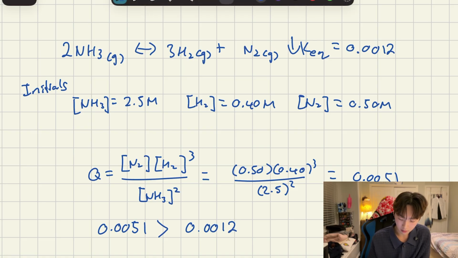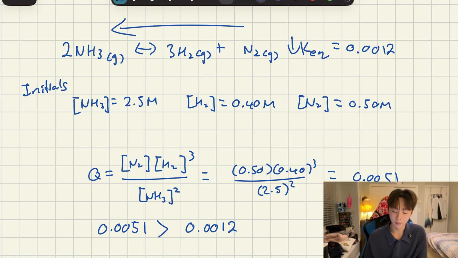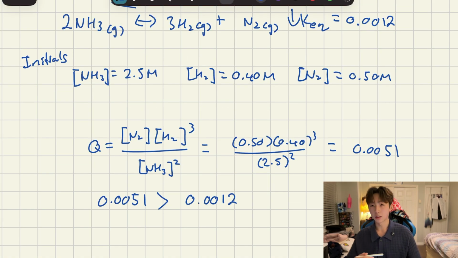So how do we do that? We do that by shifting to the left side. Then you'll have less products and more reactants. So you can move towards the KEQ, which is smaller than what it is in the trial KEQ. So the equilibrium will shift towards the reactant side until KEQ is equal to Q, which is our trial one.